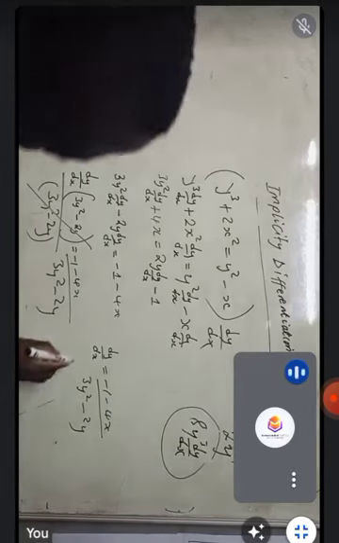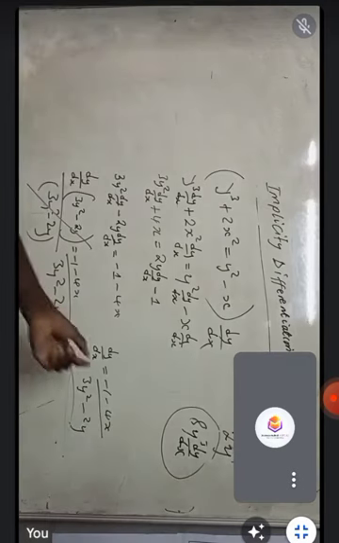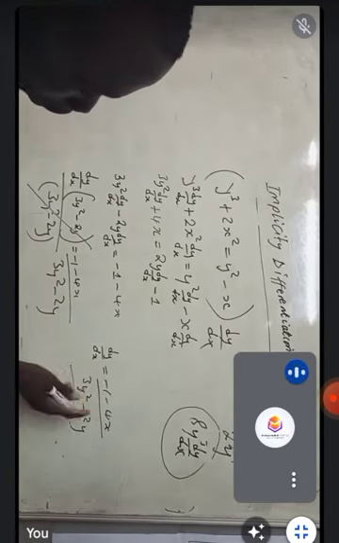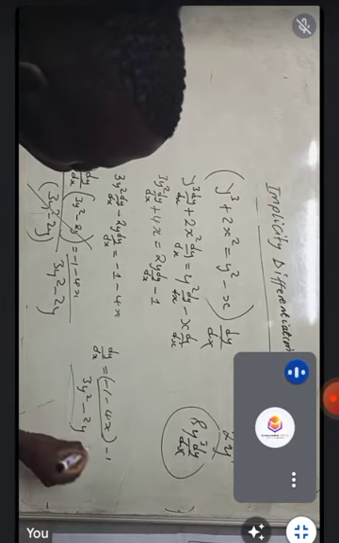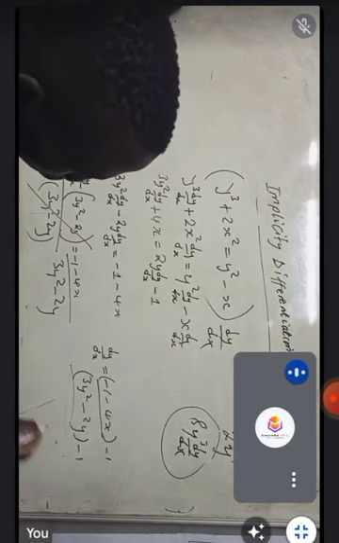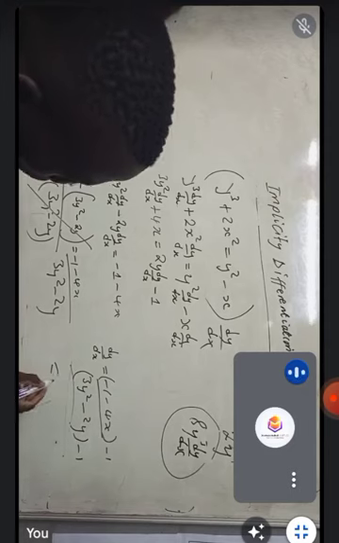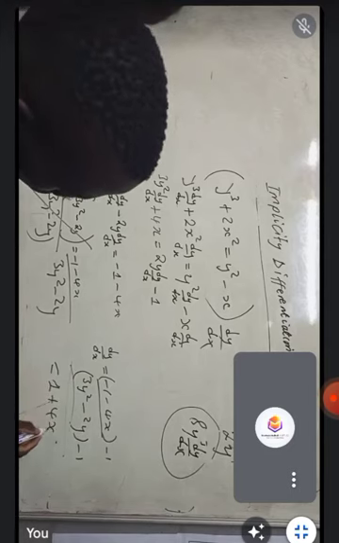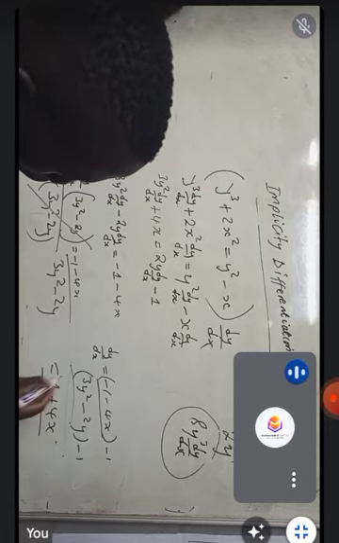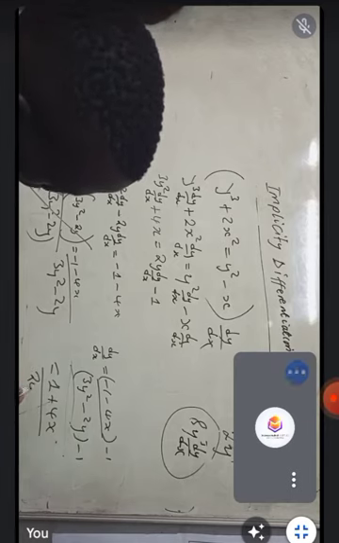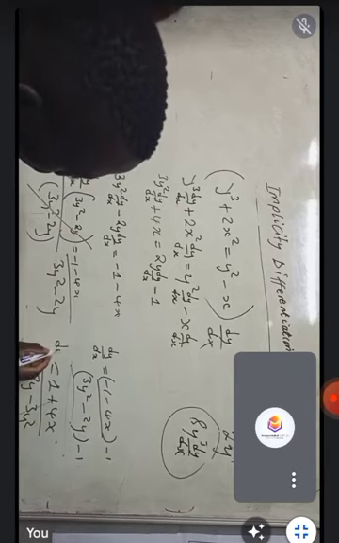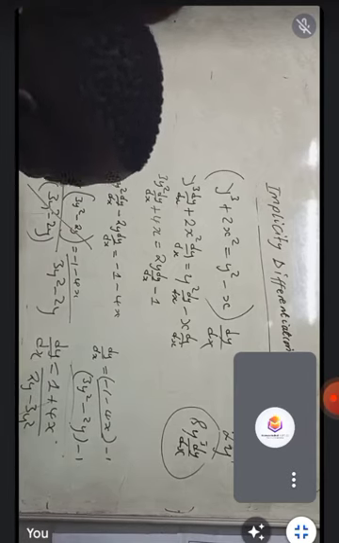You can end here if you want. If you don't want a negative this side, you can just multiply by negative on top and down. Then on top you are going to have positive 1 plus 4x, and down you are going to have 2y minus 3y squared, for dy/dx. Then you are done.